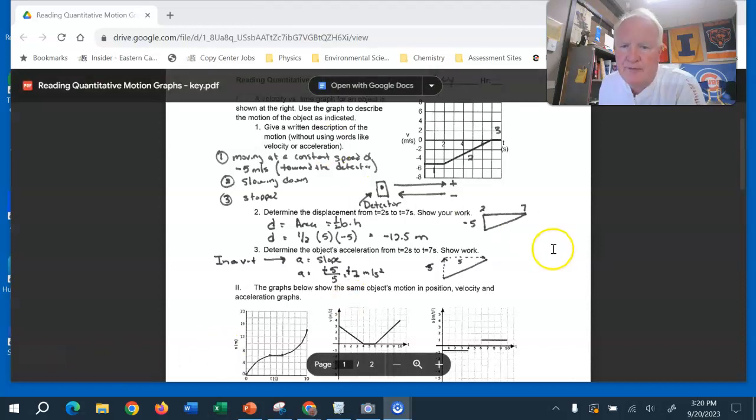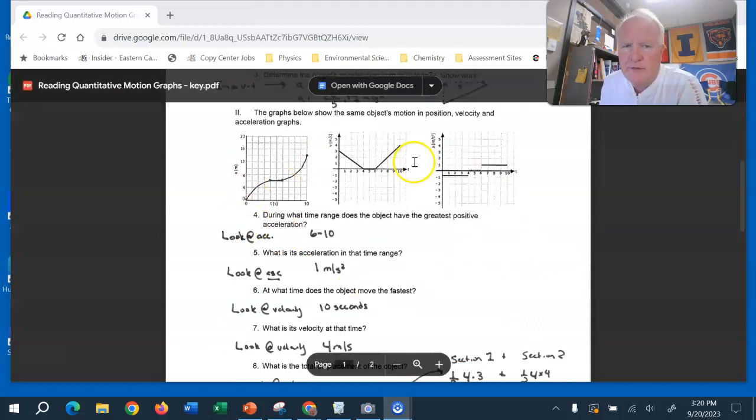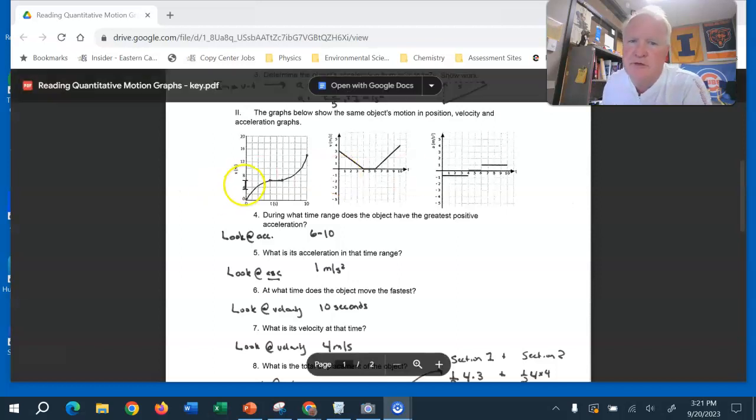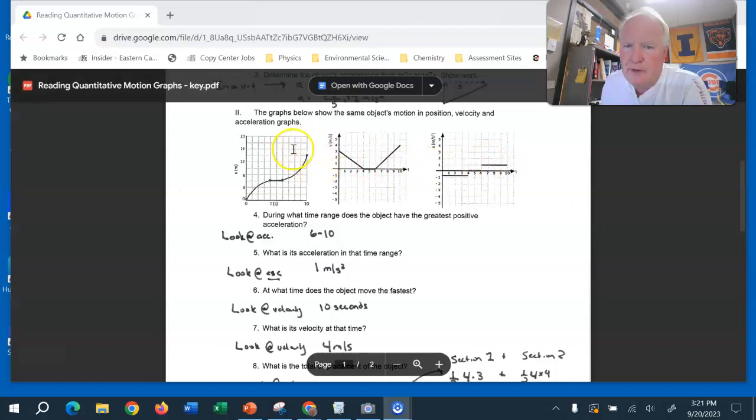All right, now we'll get a little bit faster. In the next set, here's the graph that shows the same object's motion in a position, velocity, and acceleration graph. First of all, like we were talking about in my class, read those labels. They're trying to tell you something. This is the same object's motion in the 3 different kinds of graphs that we've looked at.